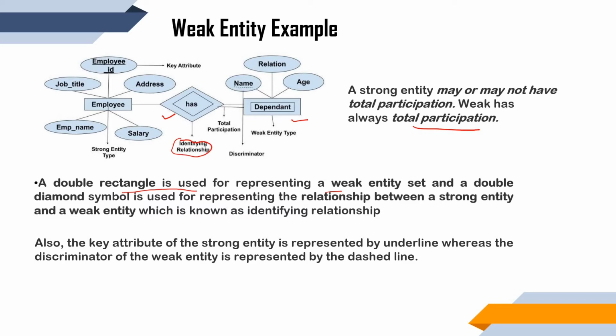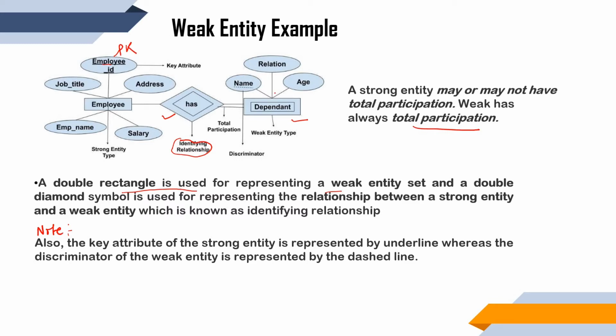And also another very important point that you may note over here, that the strong entity, since it has a particular primary key, is represented by the attribute employee ID, as I have indicated over here, with an underline given. So underline given means it is the primary key.